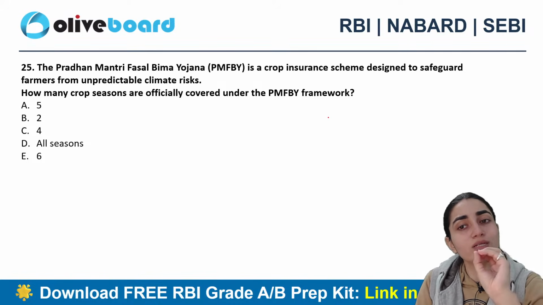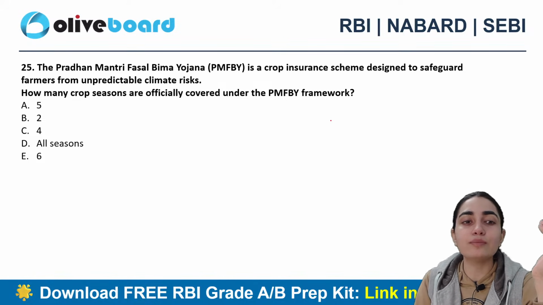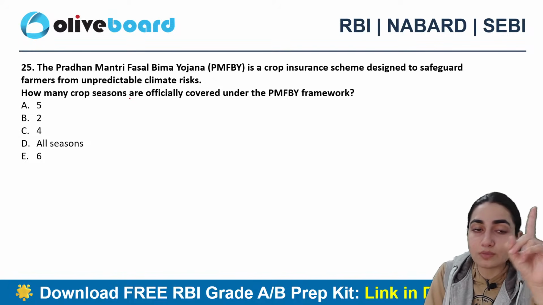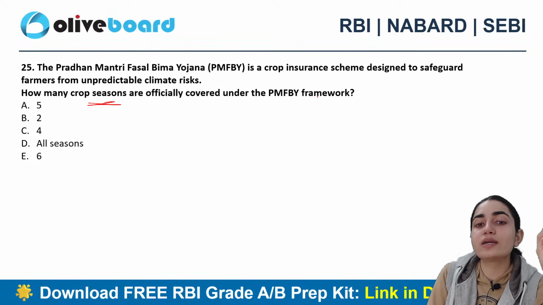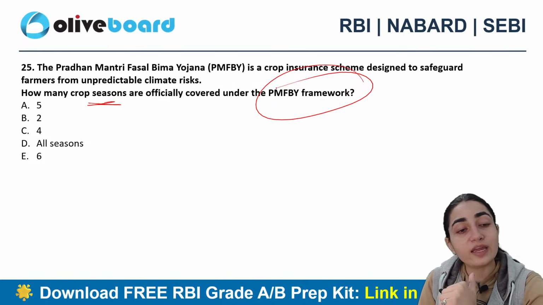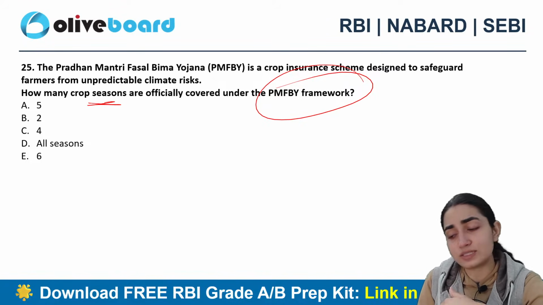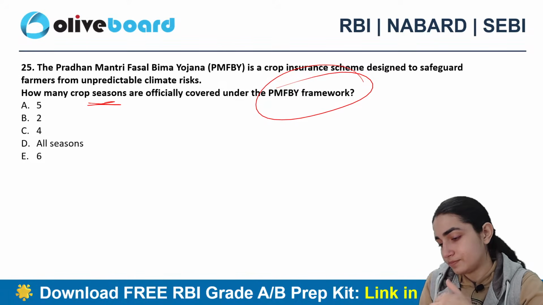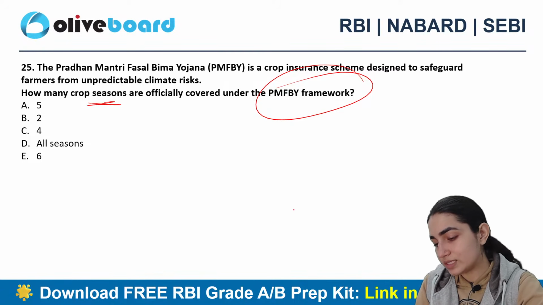It is a crop insurance scheme designed to safeguard farmers from unpredictable climate risks. How many crop seasons are officially covered under this particular initiative? They have not asked you about crops, but how many crop seasons. Is it 5, 2, 4, all seasons, or 6 only? Which one is the correct answer?